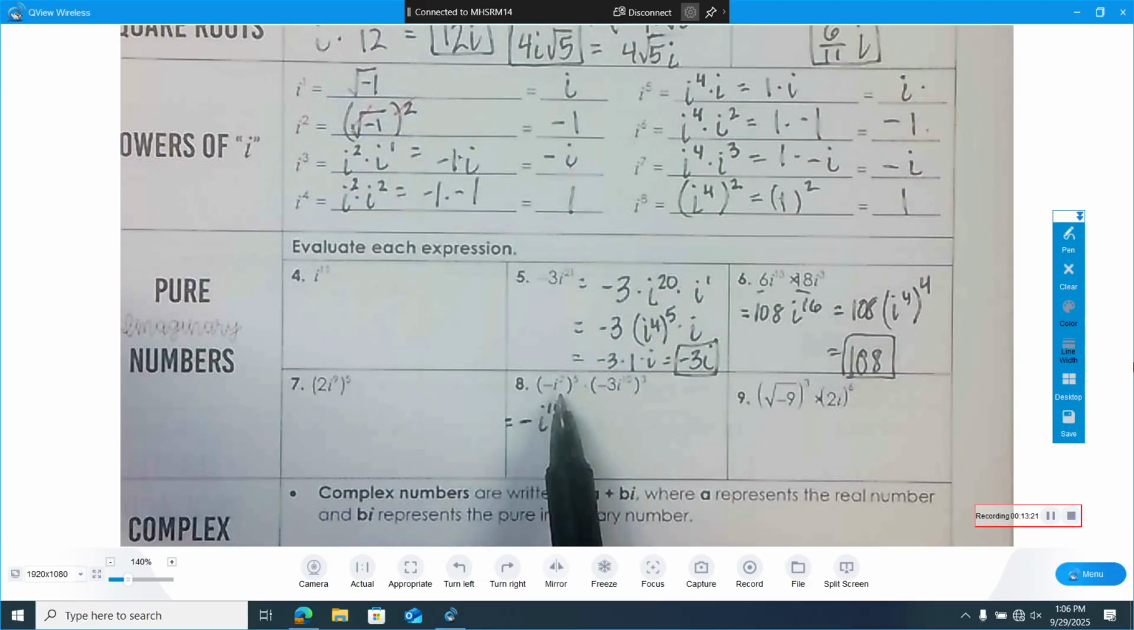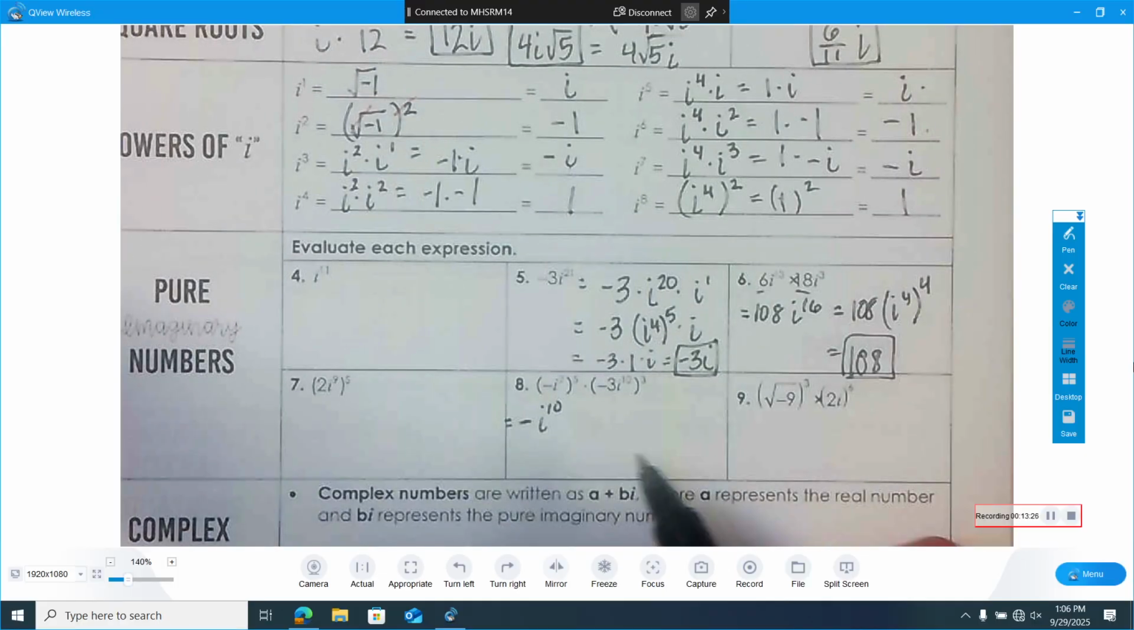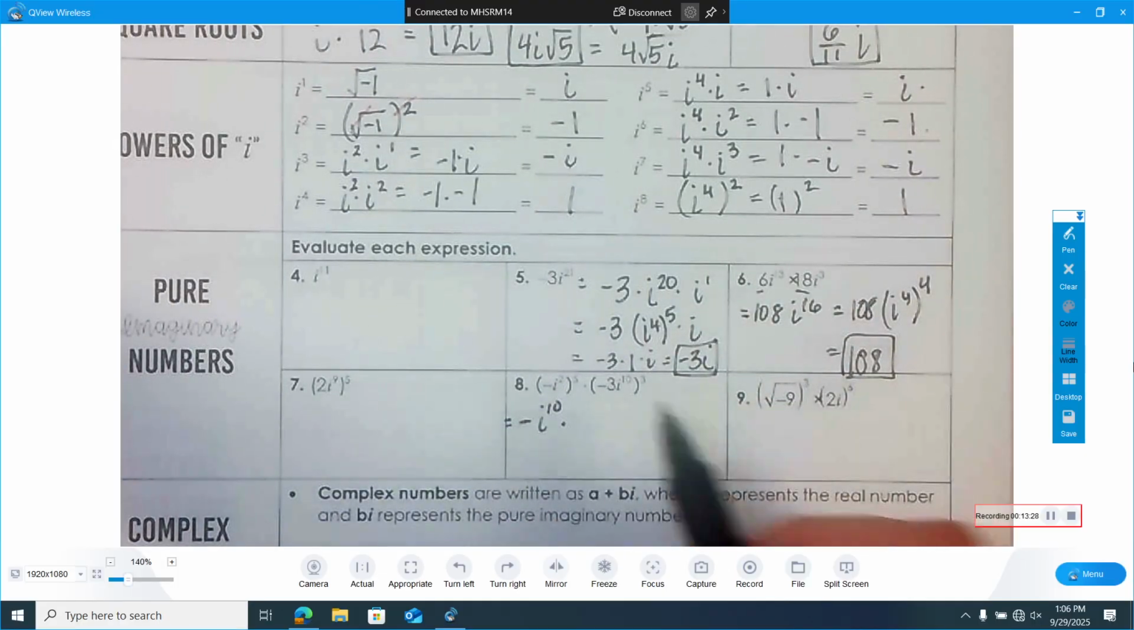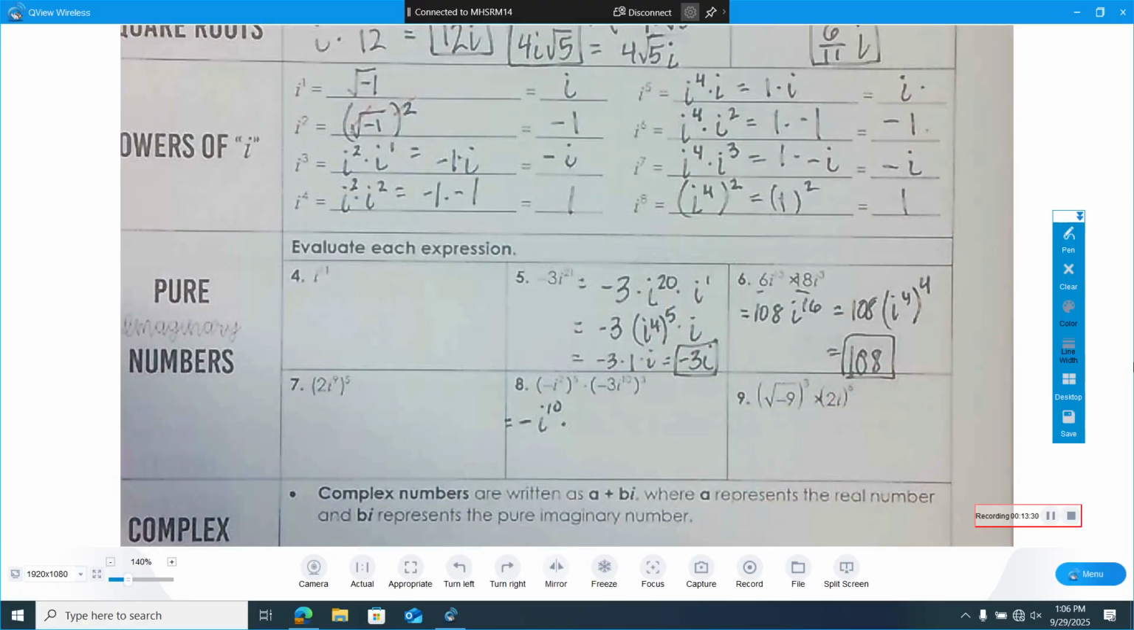Good. That is written out 5 times. We have an odd number of negatives there, so be very, very careful with that. All right, good. And then the second grouping, what's that going to turn into?